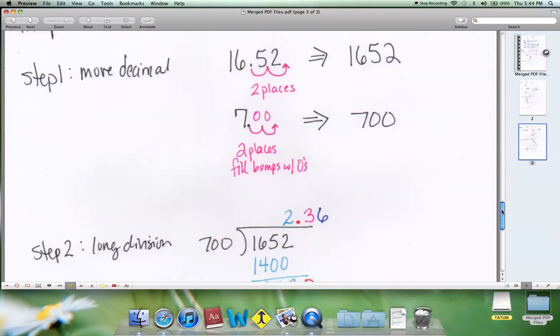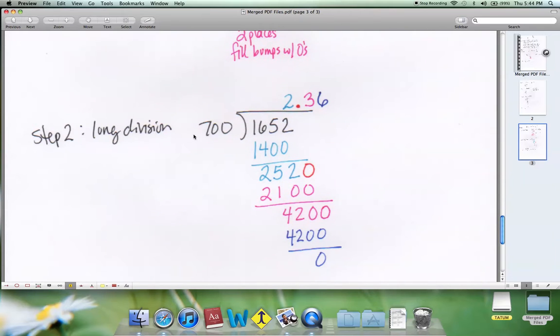Now I'm ready for my long division. 700 into 1,652. It will go 2 times. 2 times 700 is 1,400 with a remainder of 252. I need to bring a 0 into the mix, so I put my decimal because I brought in a 0. Then, how many times will 700 go into 2,520? 3 times. 3 times 700 is 2,100. When I do this math, I'm left with 420.